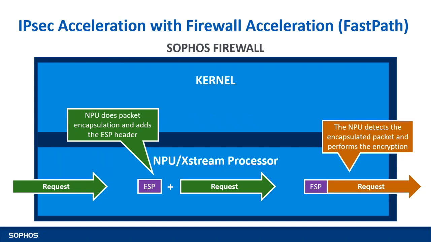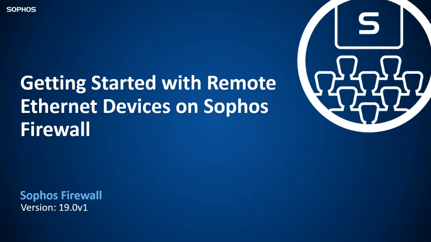If you also have firewall acceleration enabled by offloading to the fast path, the NPU will perform packet encapsulation and encryption. And this is the ideal scenario. The opposite is true with IPsec acceleration and firewall acceleration disabled, as the kernel will do both encapsulation and encryption.